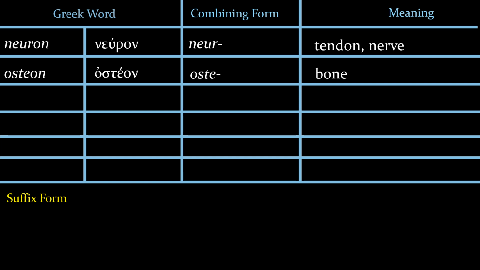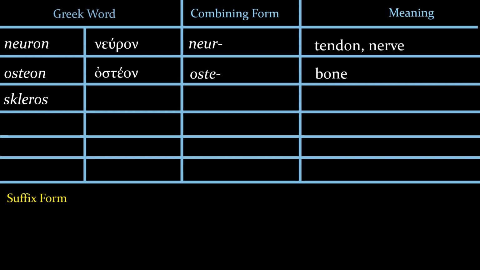Bone. Those of you who have been studying Latin have probably seen OSS, that is the Latin analog of this word bone. Some of you may know what an ossuary is. It's basically a box of bones.